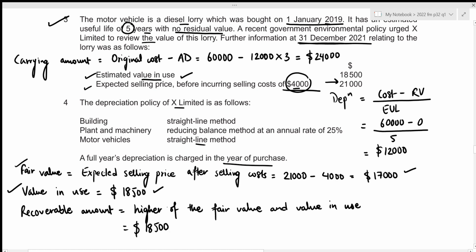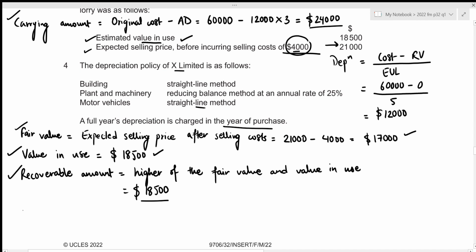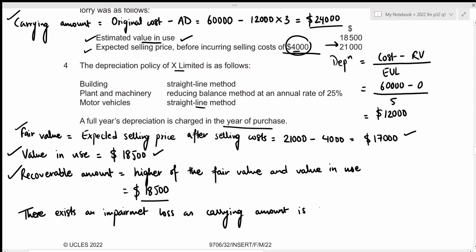Then the next step would be to compare our carrying amount with the recoverable amount. In this case, we can see that the carrying amount is 24,000, whereas the recoverable amount is 18,500. And impairment should be done if the carrying amount is greater than the recoverable amount, right? So there exists an impairment loss as the carrying amount is higher than the recoverable amount.